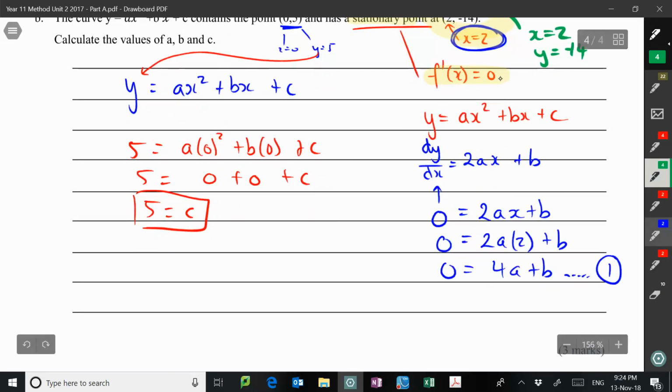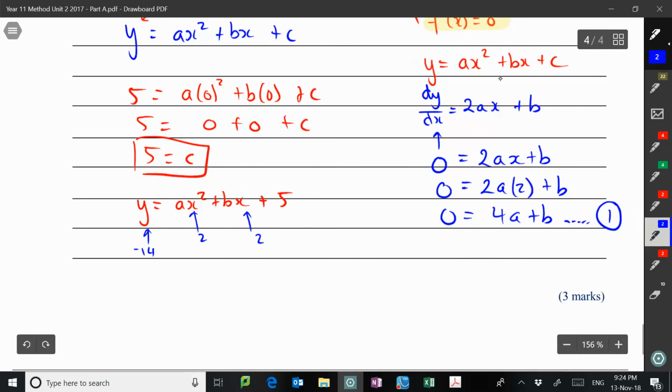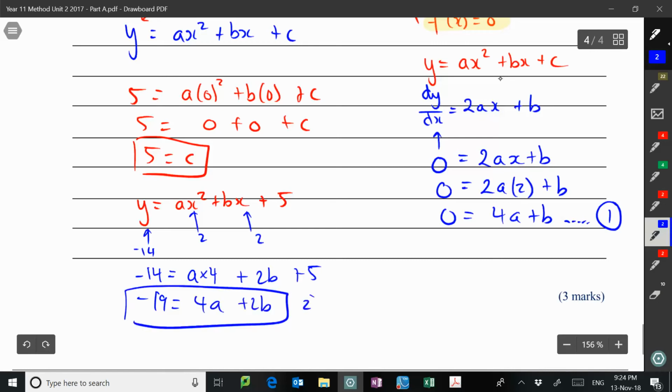So the equation was, again, y equals ax squared plus bx plus c, but we now know c is 5. And they just told you when x is 2, y is negative 14. Put it in. You get your 2 equations. Here we go. Negative 14 equals a multiplied by 2 squared, which is times 4, plus 2b plus 5. So minus 5 on both sides, that becomes minus 19 equals 4a plus 2b. There you go. You now have your second equation.